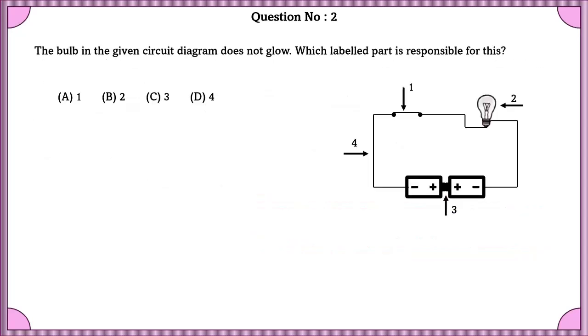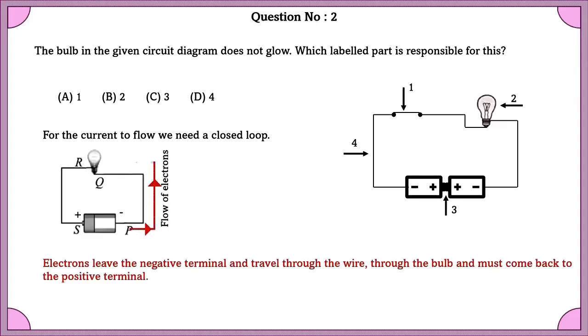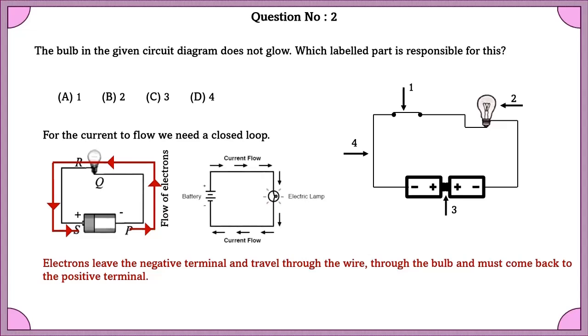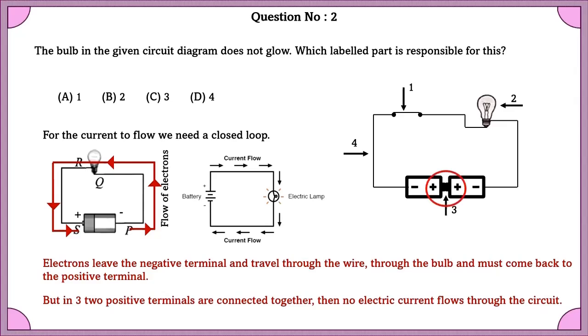Question number 2. The bulb in the given circuit diagram does not glow. Which labeled part is responsible for this? For the current to flow, we need a closed loop. Electrons leave the negative terminal, travel through the wire, through the bulb, and must come back to the positive terminal. But in 3, 2 positive terminals are connected together. Then no electric current flows through the circuit.